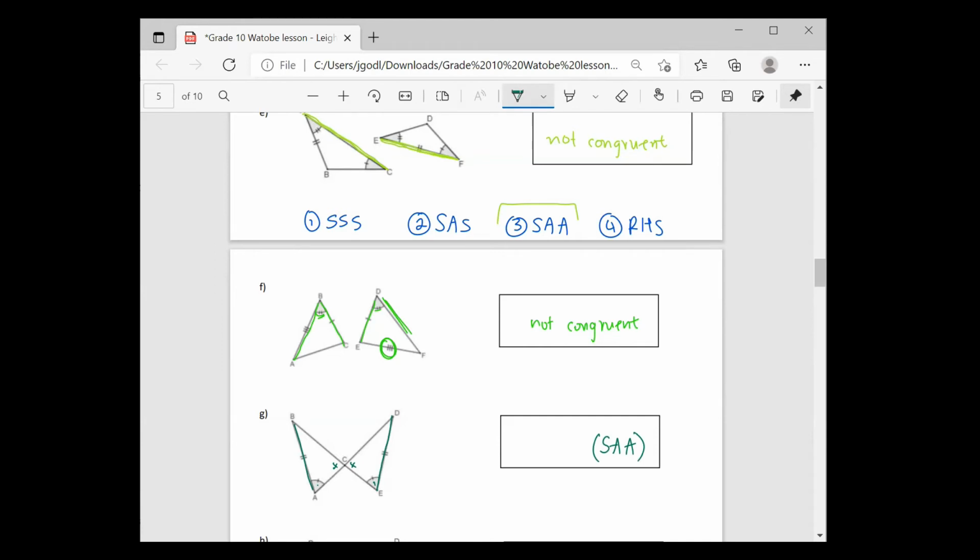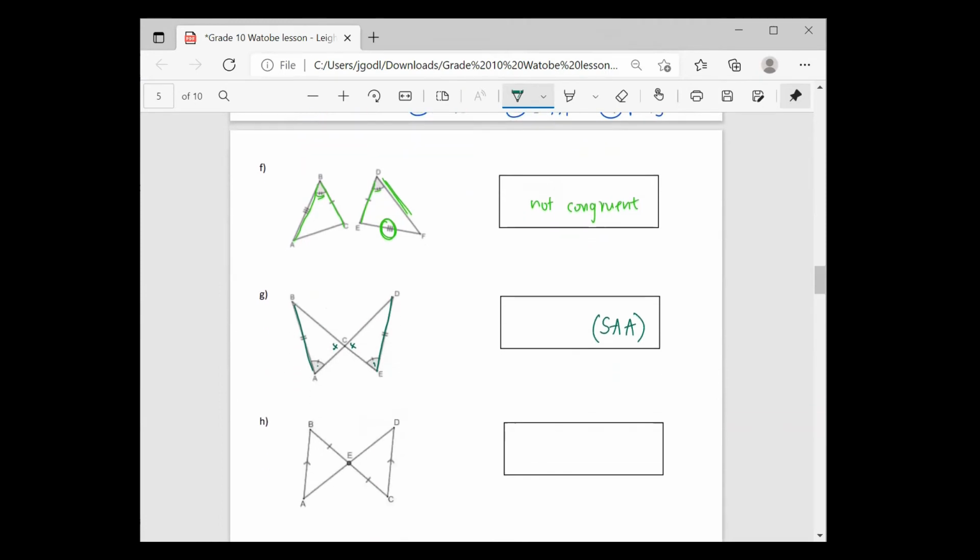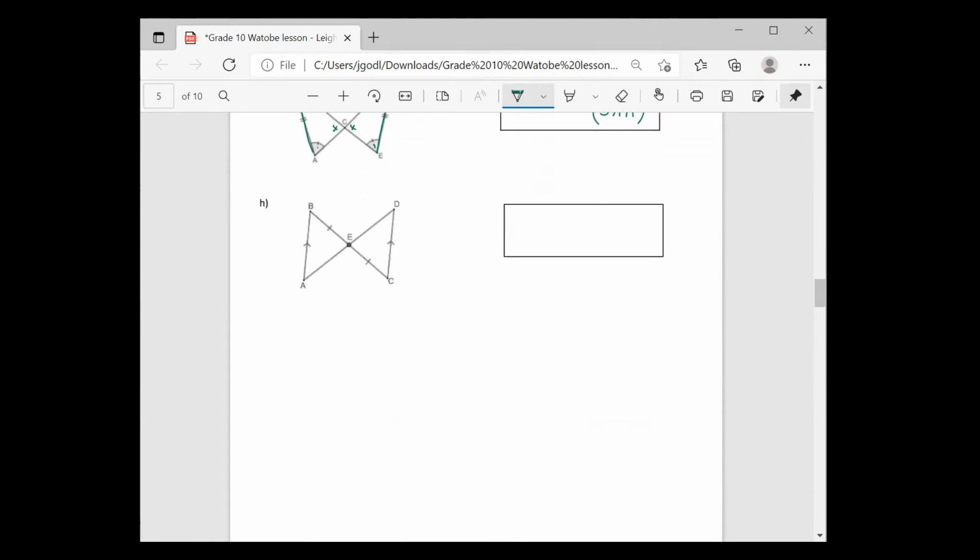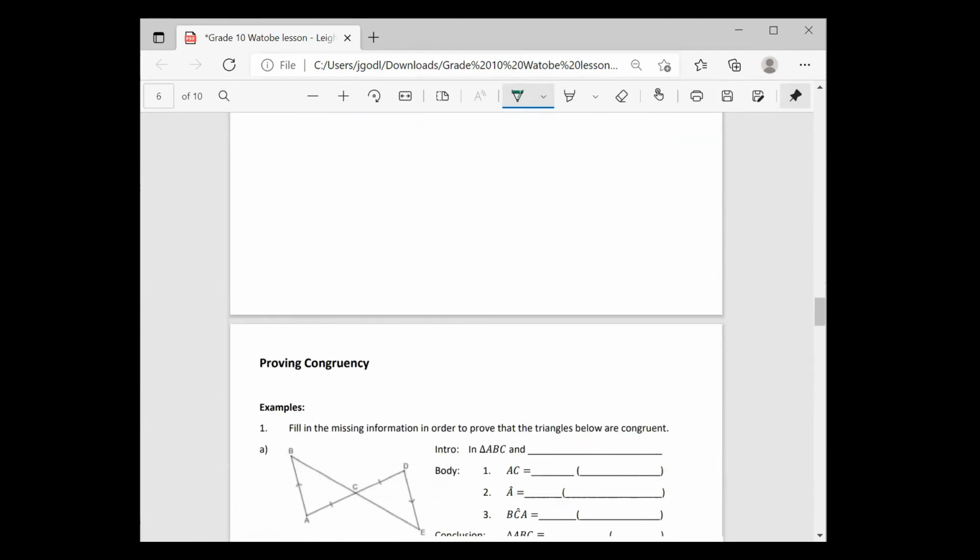Okay. I know that they're a bit tricky. They just take a little bit of work, and it's difficult to see which ones are congruent and which ones aren't congruent. But you'll get there. I'm not going to worry about that 100%.